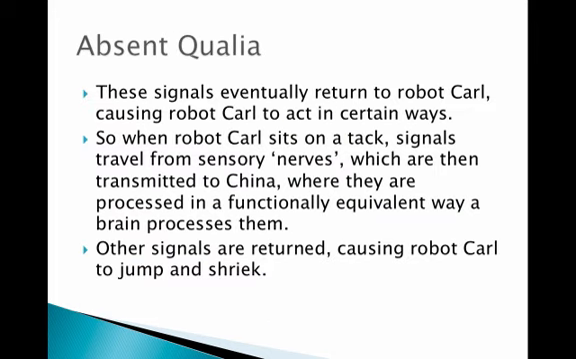Okay, so these signals eventually return to Robot Carl, causing Robot Carl to act in certain ways. So when Robot Carl sits on a tack, signals travel from sensory nerves, which are then transmitted to China, where they are processed in a functionally equivalent way to how the brain processes them. And other signals are returned, causing Robot Carl to jump and shriek.